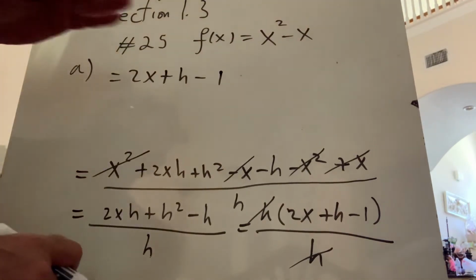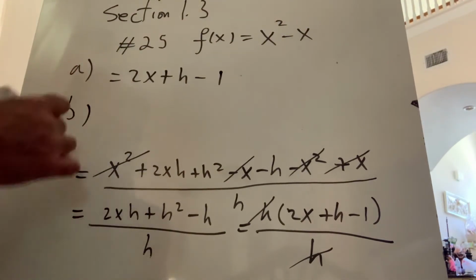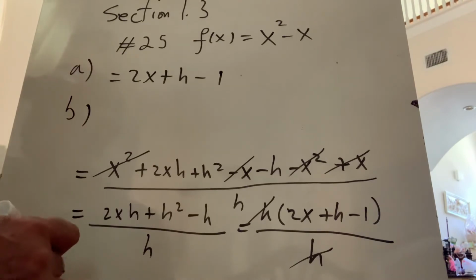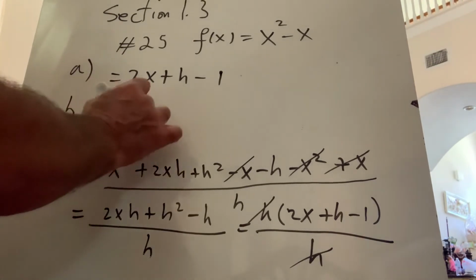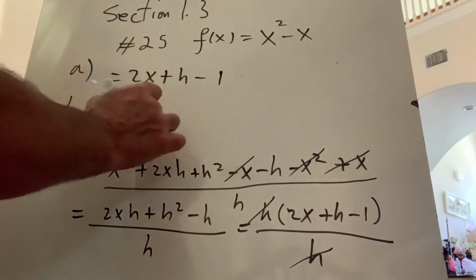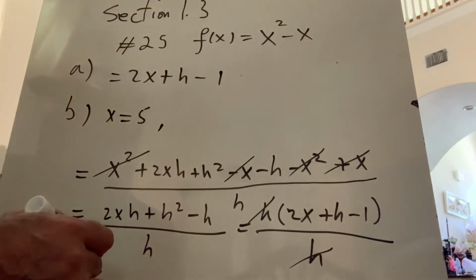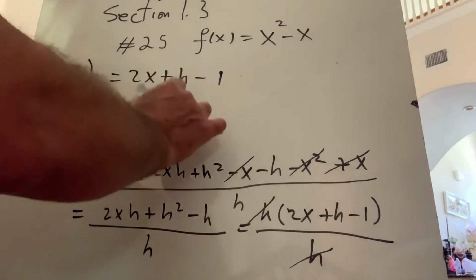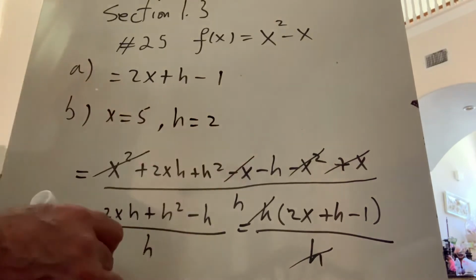I'm just going to do one of the rows in part B. Of course, they ask you to fill up the table. The first row says that x is 5, and h is 2. That's for your first row, and you do the same thing for the other rows. This is actually pretty easy because you're going to plug in, but let me at least show you one of them.